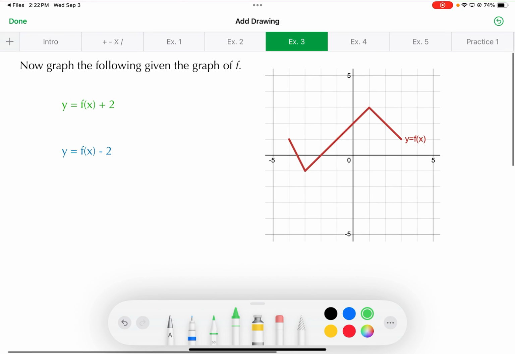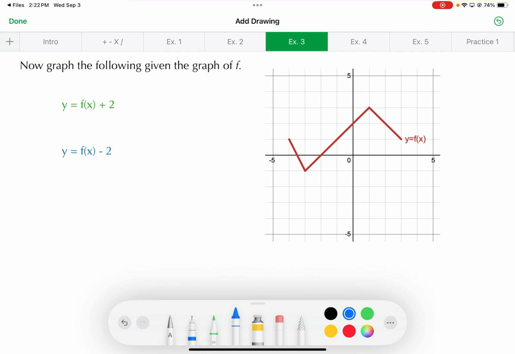Example 3. Here you've got f of x again in red. I want to find y equals f of x plus 2. I want to graph it. Again, this is just about understanding notation. f of x is a fancy way of saying what?